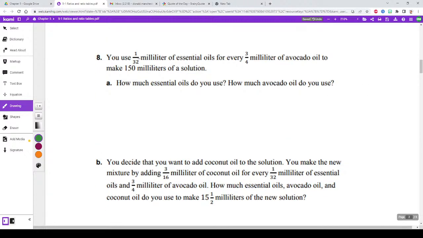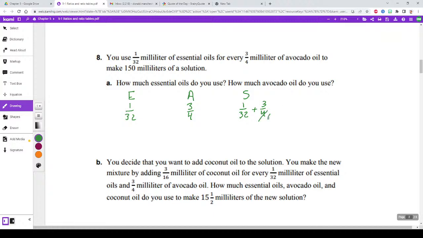You use 1/32 of a milliliter of essential oils for every 3/4 milliliter of avocado oil to make 150 milliliters of a solution. So we start off with essential oils, and then avocado oils, and then the entire solution. We start off with 1/32. We have 3/4, and then we have to add these two together. 1/32 plus 3/4.